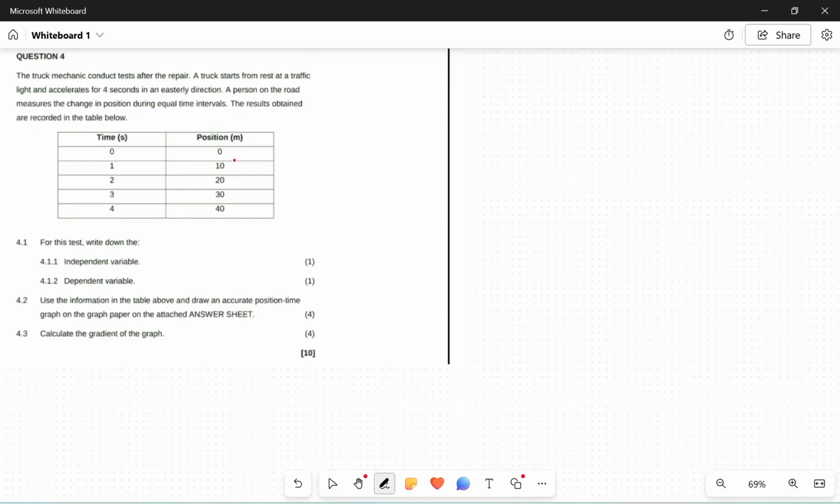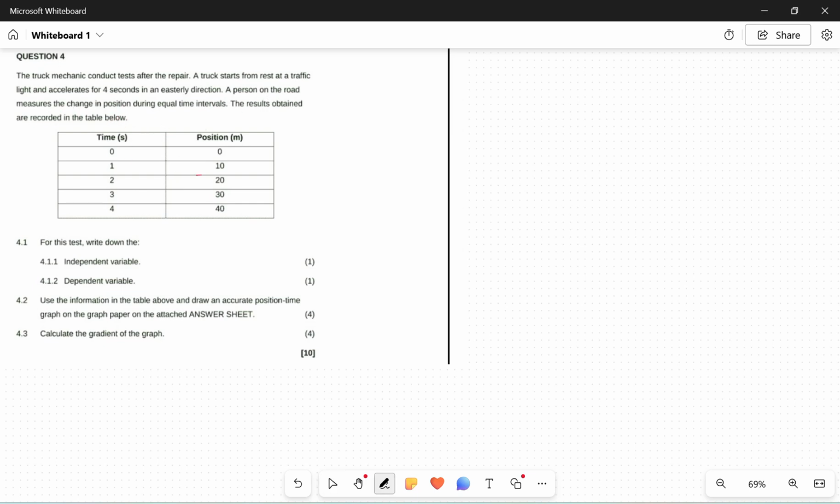So in this video we'll be looking at motion in one dimension, and this is the question we have. It reads as follows: the truck mechanic conducts tests after the repair. A truck starts from rest at a traffic light and accelerates for 4 seconds in an easterly direction. A person on the road measures the change in position during equal time intervals. The results obtained are recorded in the table below.